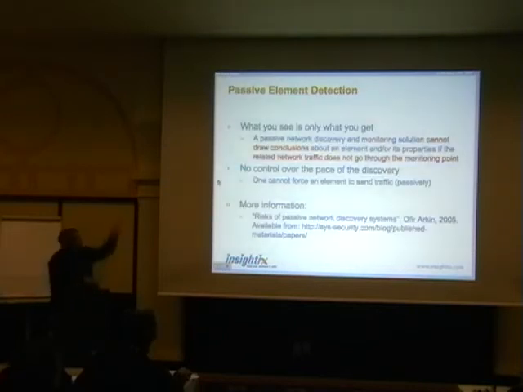So basically, passive network detection. One of my favorite topics, I actually have published a paper about that back in 2005. There's a lot of material there. The biggest problem here is that those solutions cannot control what they see on the wire.